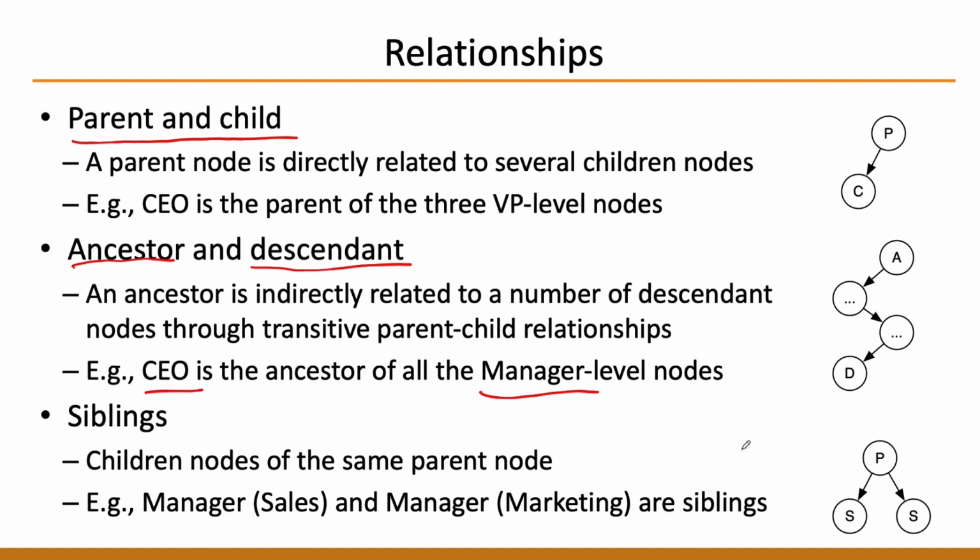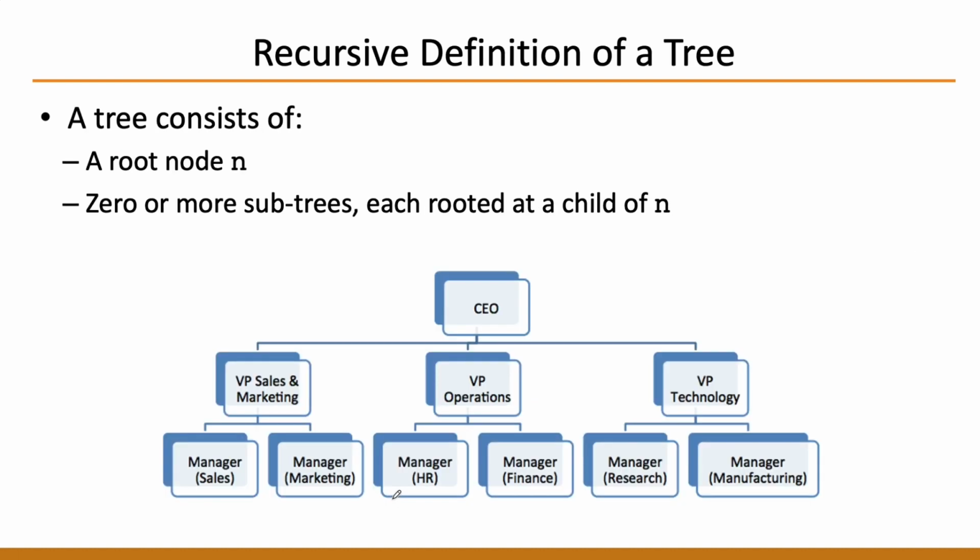Finally, sibling is the case where you do not have direct or indirect linkage, but instead you are sharing the same parent node. One example is that managers, if they belong to the same function, will be considered siblings in the organization.